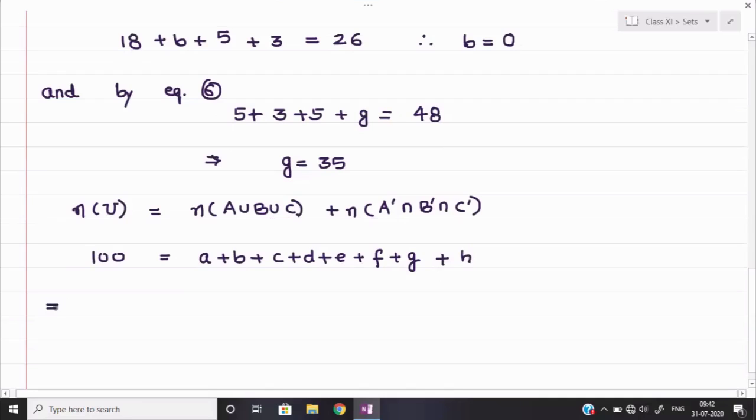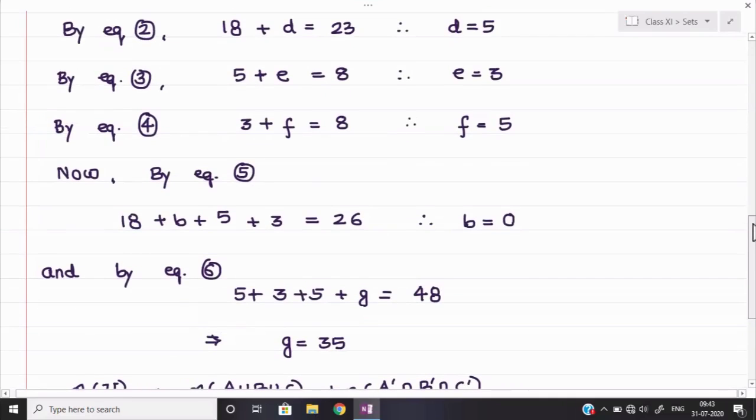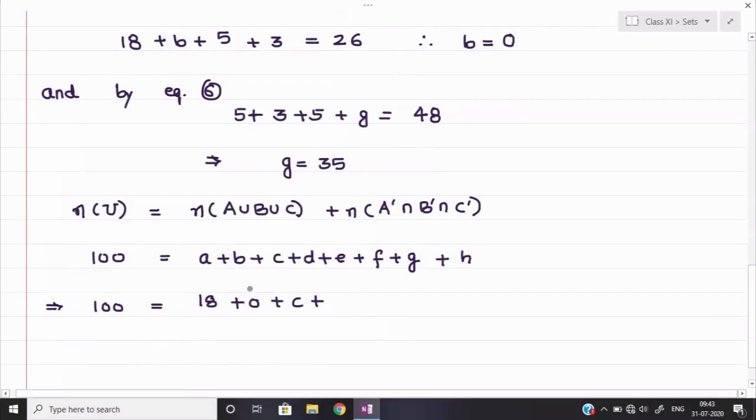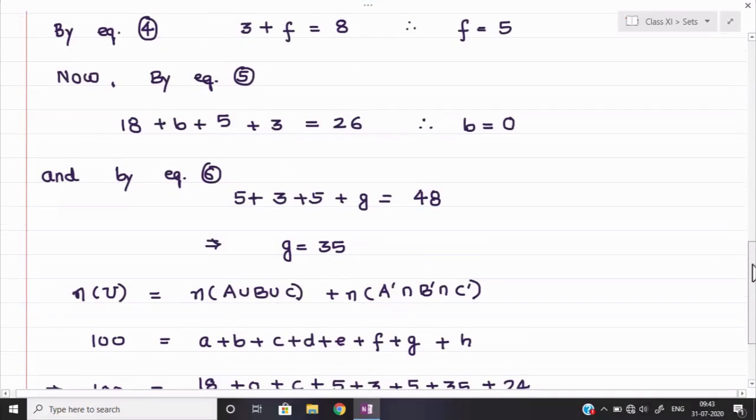Okay, so now let us put in the values. 100 is equal to the value of A, which we have already been given, that is 18, B is 0, C we don't know, so we are keeping it as it is. Now the value of D we can check from what we have found. D is 5, E is 3 and F is again 5, and G is equal to 35 and H is equal to 24. Shall we check once? D, E and F are 5, 3 and 5.